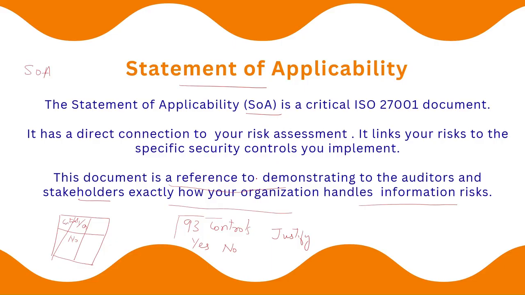See, it has a direct connection to the risk assessment as well, because when you perform the risk assessment in your organization, you will come to know what are the risks and what are the controls that you need to implement in order to fix those risks. If you have not seen my video on risk assessment, then I would suggest you just stop this video here and go watch that video. It will give you more clarity. It has a direct connection to your risk assessment. It links your risk to the specific security controls you implement. So based on the risk, you will select the controls and then you will try to implement them. This document is also a reference to demonstrating to the auditors and stakeholders exactly how your organization is dealing with the information risks. Hence, this document is very important.